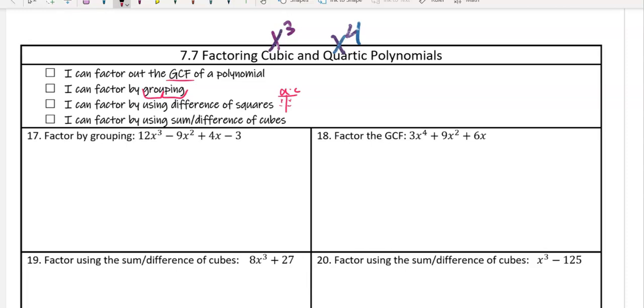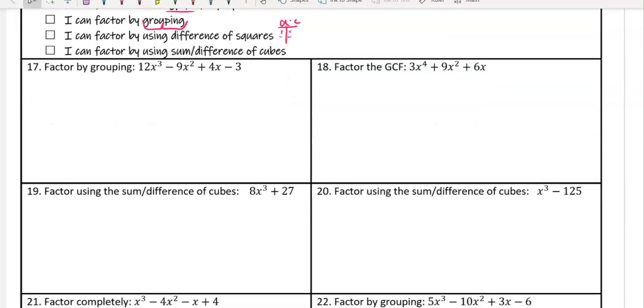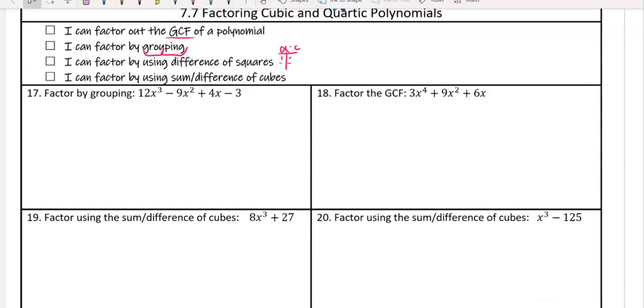All right. So number 17, factor by grouping. Someone in one of my classes asked me a great question. They said, how do you know when to factor by grouping or when to use the t-chart? Here's a quick answer. You do factor by grouping when you have 4 terms. If you only have 3 terms, like for example in number 18 here, we only have 3 terms.